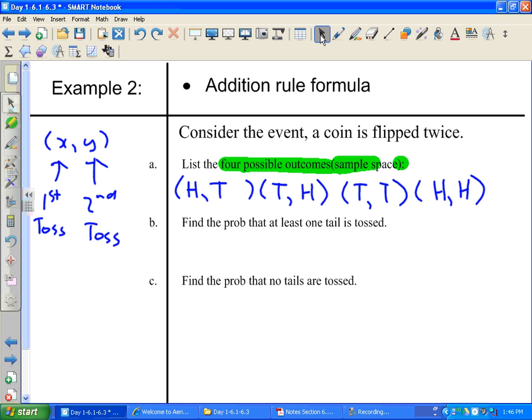Again, we're looking at probability. We don't need to make a Venn diagram here, but we want to calculate this probability. Find the probability that at least 1 tail is tossed.